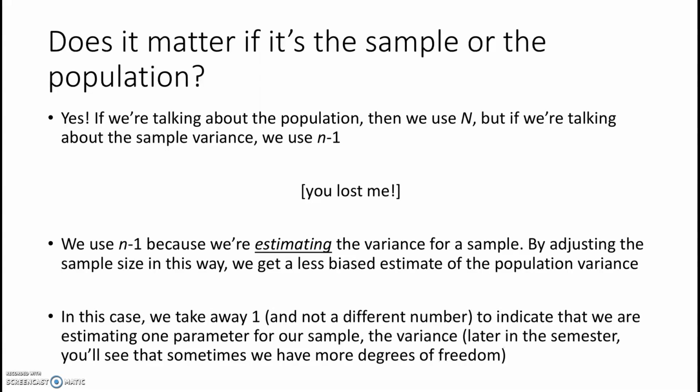In this case, we take away 1 and not a different number to indicate that we are estimating one parameter for our sample. And the parameter in this case is the variance. If we were estimating a different parameter, we would also take away 1 degree of freedom. Later in the semester, you'll see that sometimes we take away more degrees of freedom because we are estimating multiple pieces of information.